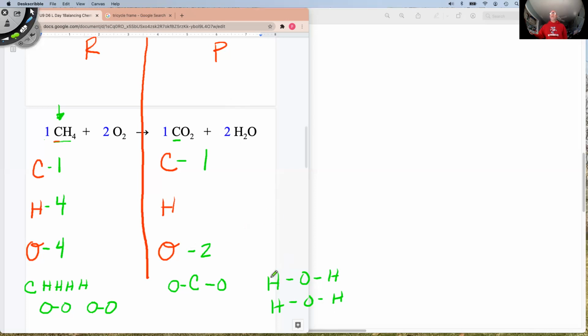Well, I have 2 water molecules, and each water molecule has 2 hydrogens, okay? But I also have 2 oxygens. So it looks like I have 1, 2, 3, 4 oxygens. So I don't have 2, I actually have 4. 1, 2, 3, 4, which balances out perfectly.